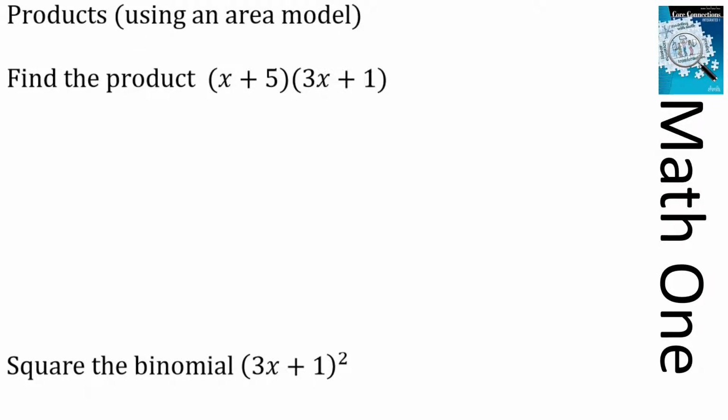So we're looking at a couple products here. One of them is x plus 5 times 3x plus 1. And the one below is 3x plus 1 times itself. So 3x plus 1 times 3x plus 1.